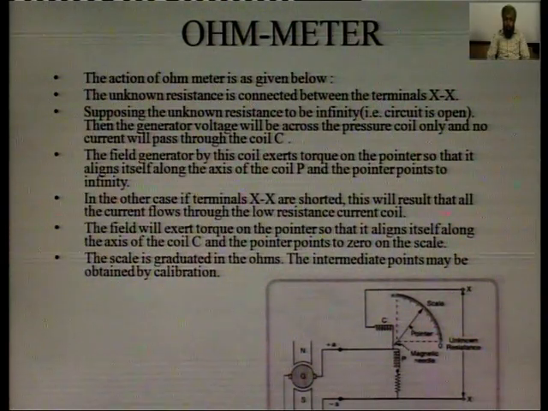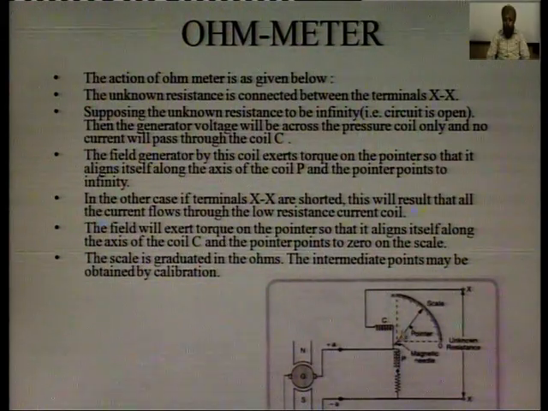In the other case, if terminals XX are shorted, all the current will flow through the current coil C. The field will exert torque on the pointer so that it aligns itself along the axis of coil C, and the pointer points to 0 on the scale. The scale is graduated in ohms. The intermediate points may be obtained by calibration.